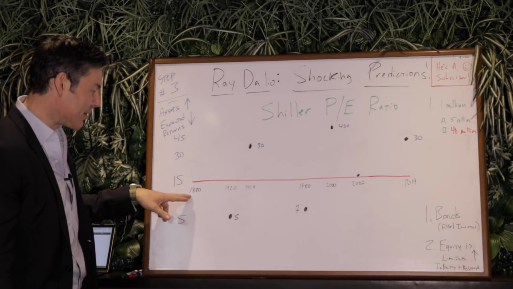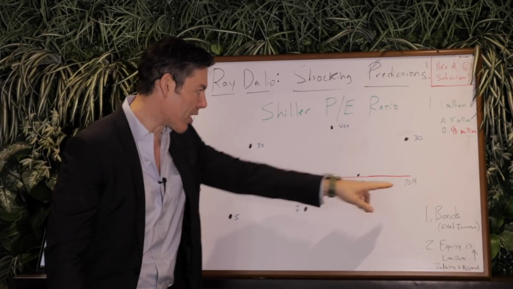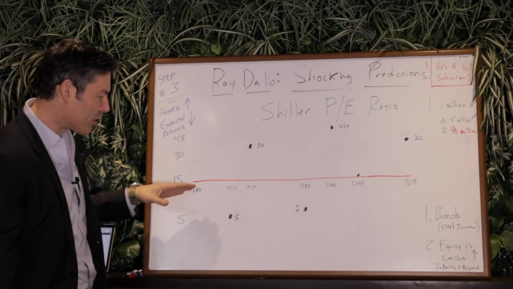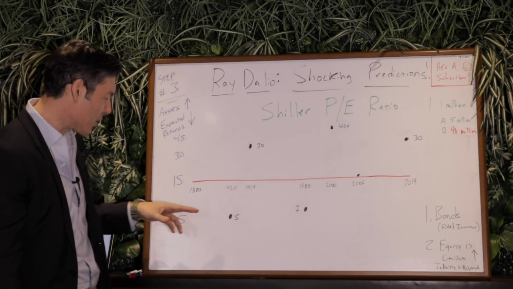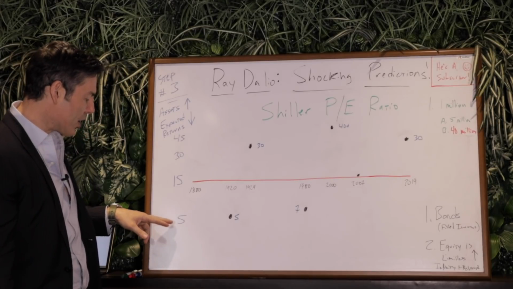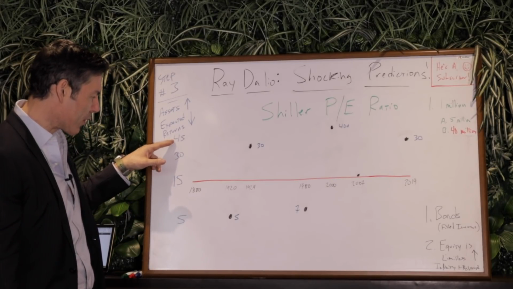This chart goes from 1880 to the present day. And you can see it online. We'll post it up here. It's not just a dot plot. It's much more thorough. But the PE ratios range from 5 to 45.